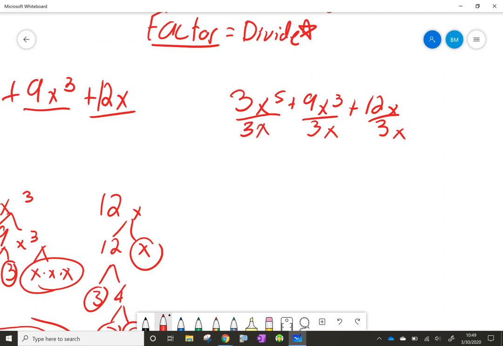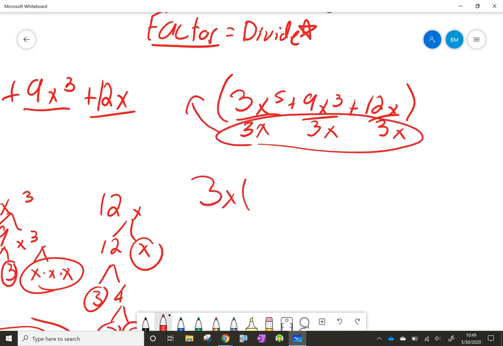So now remember, we imagine this whole thing's in parentheses. This 3x is coming out of that parentheses. So it's going to sit all the way on the outside. That GCF that we just got sits on the outside. Now, what's left in the parentheses is what we get from dividing.